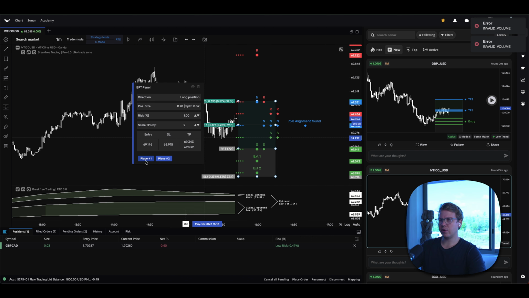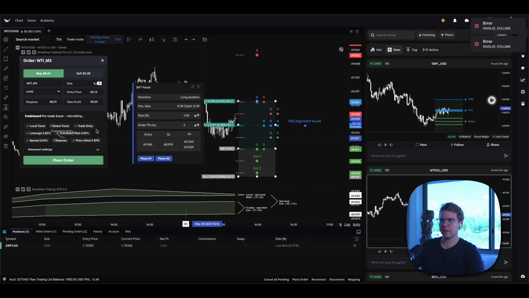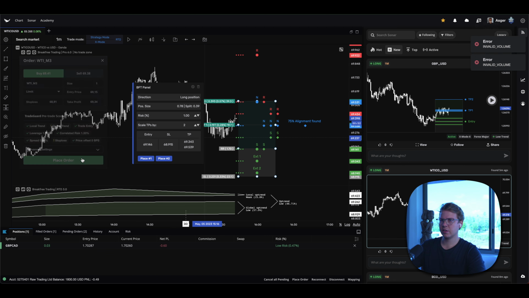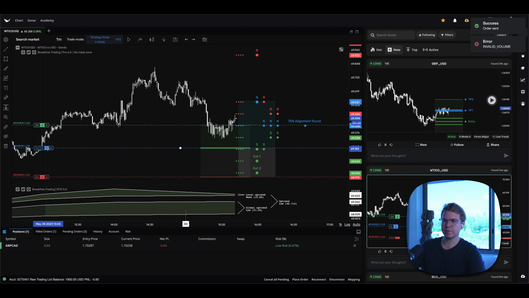Okay, it says invalid volume, so probably it does not accept less than this. No? So minimum 1. Yeah, minimum 1. That's how it is sometimes. Depends on your broker.